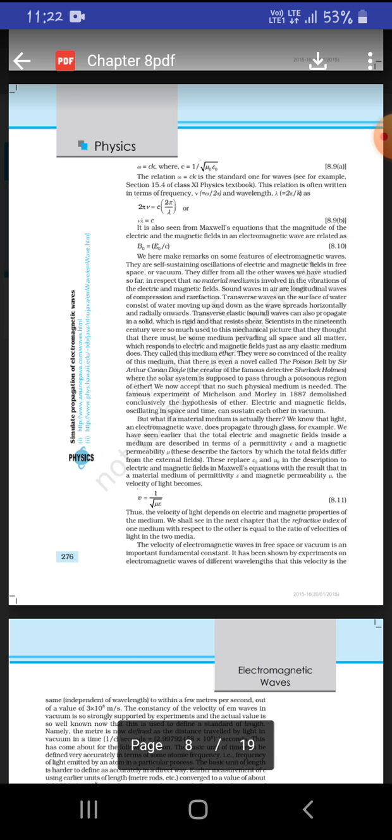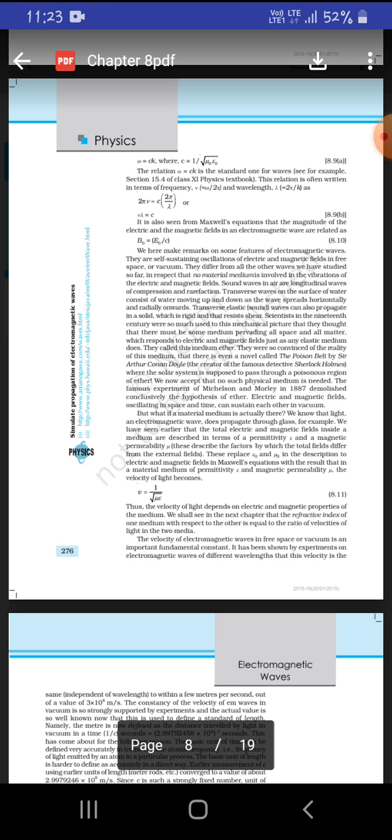Next, a medium which responds to electric and magnetic fields just as an elastic medium does was called the medium ether. They were convinced of the reality of this medium, so much so that there is even a novel, The Poison Belt, by Sir Arthur Conan Doyle, which was written on this.